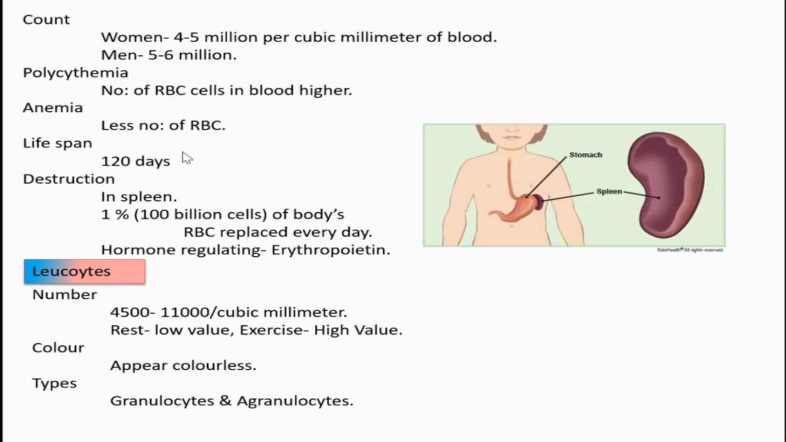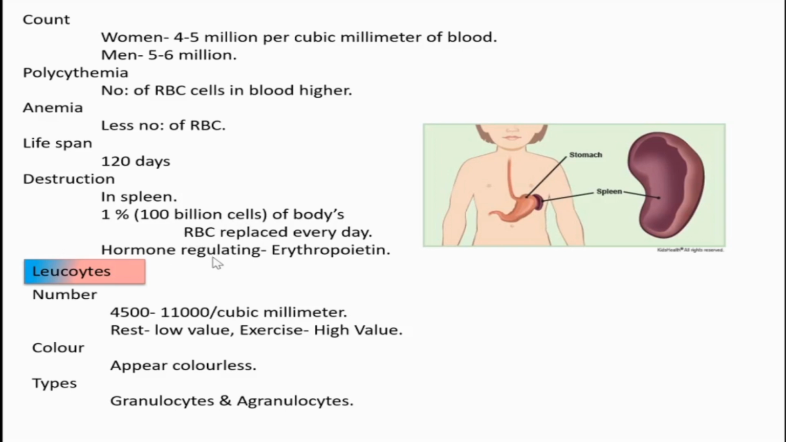Then the lifespan of one RBC is 120 days. After that, it will be destroyed, and destruction is done in the spleen. The spleen's location is given here, near to our stomach. And what's the rate of that destruction? About 1% of the total body's RBCs are replaced every day. That 1% means how much? 100 billion cells are destroyed and replaced every day in our body.